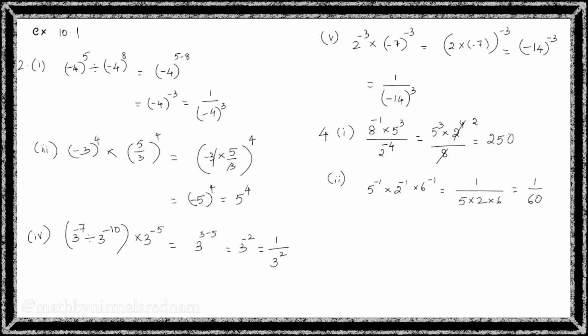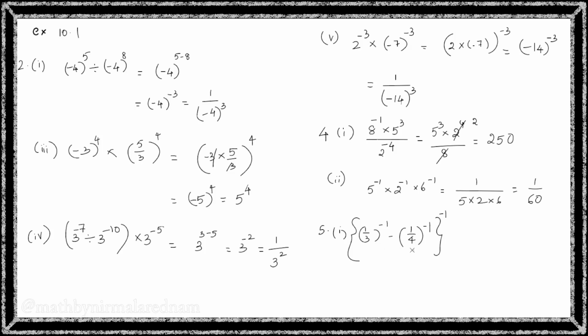I'll write the question first. We have fifth question. First bit: 1 by 3 whole power minus 1, minus 1 by 4 whole power minus 1, whole power minus 1, whole power minus 1.